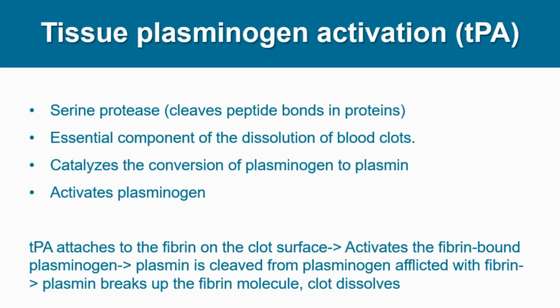Tissue plasminogen activator, talked about this several times. It is a serine protease, so it cleaves peptide bonds in proteins and is an essential component of the dissolution of blood clots, catalyzing the conversion of plasminogen to plasmin. Basically it activates plasminogen. So what tPA does, it attaches to the fibrin on the clot surface and activates the fibrin-bound plasminogen. The plasmin is cleaved from plasminogen that's attached to this fibrin and breaks up the fibrin molecule, and the clot dissolves. So you can kind of imagine it's similar to dish detergent and how it breaks up fat molecules.